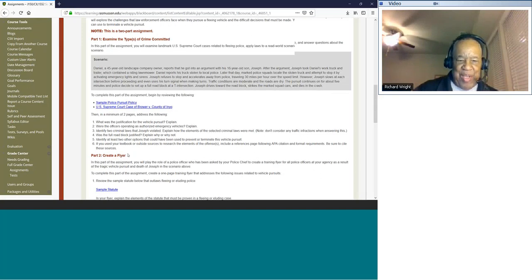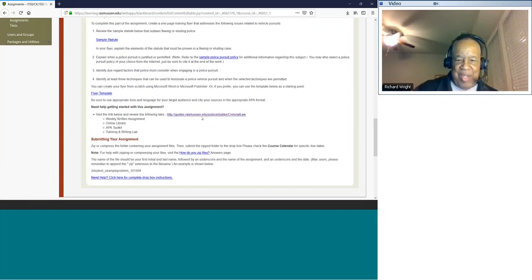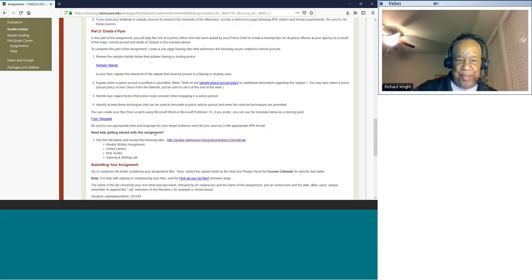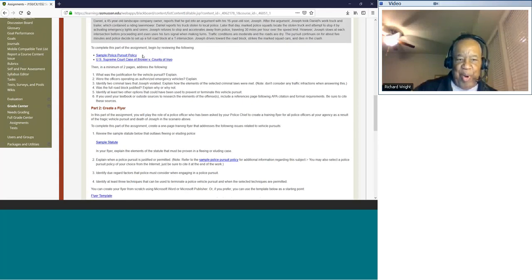And you can find those at the bottom here. There it is right there. It tells you where you can find the information guides, your weekly written assignment, your online library, which you can use for research, and again, another place to find access to APA, Toolkit, Tutoring, and Writing Lab. All right? So anyway, you're going to do part 1, which is 2 pages.